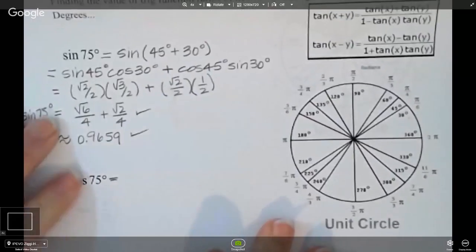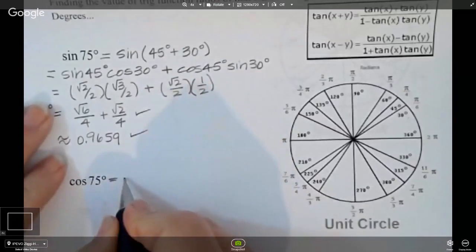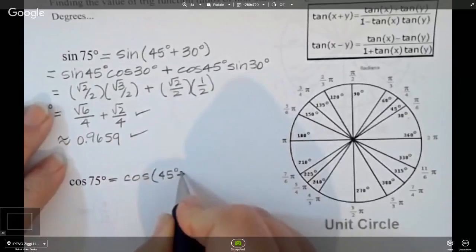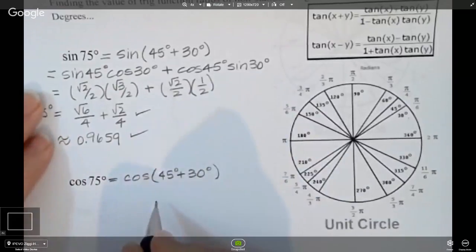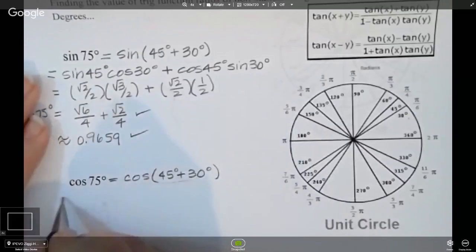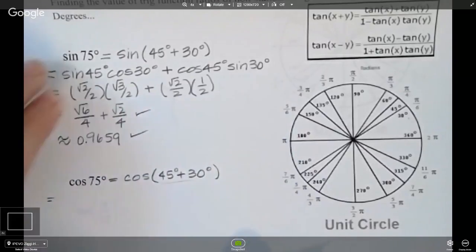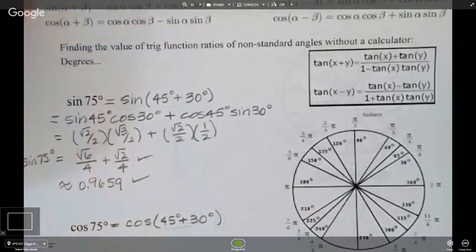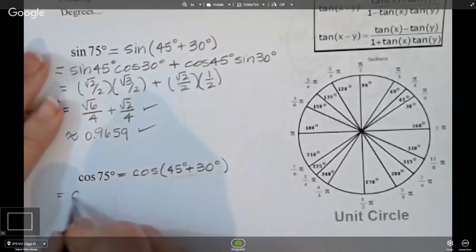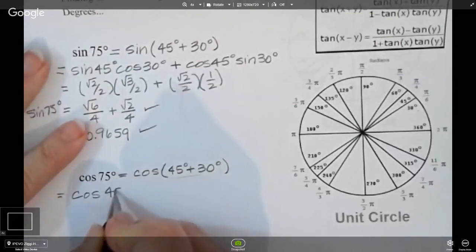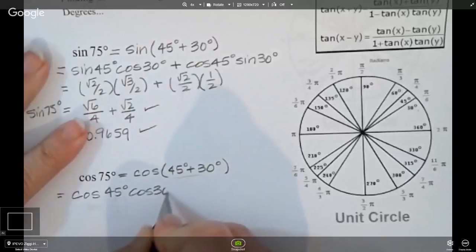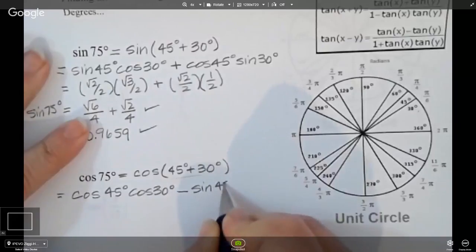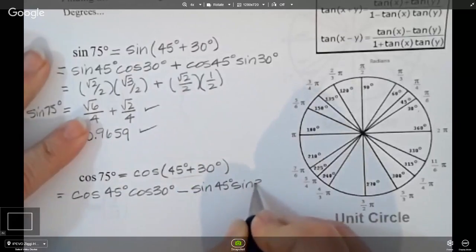So we're going to do the cosine of 75 degrees, and we can use 45 degrees and 30 again. So this will be the cosine of 45 plus 30, added together. And we're going to expand using the same formula that we came up with here, cosine of a sum. And that's going to be cosine, cosine. So cosine of 45 degrees, cosine of 30 degrees, minus, and the signs collide, the sine of 45 degrees times the sine of 30 degrees.